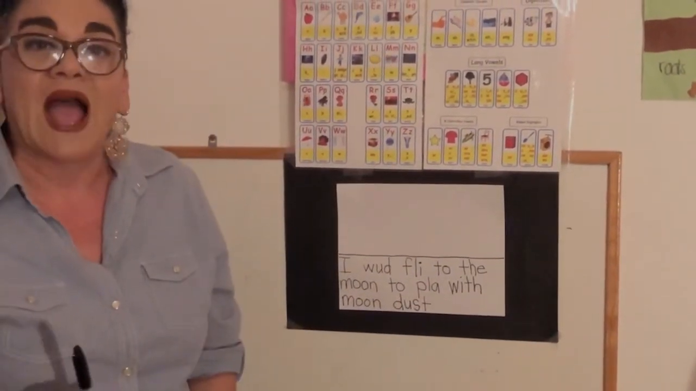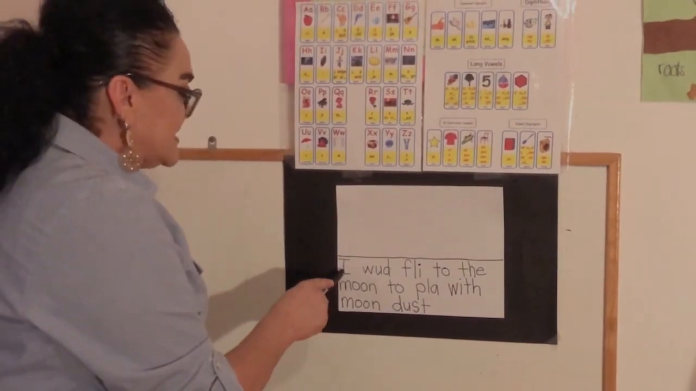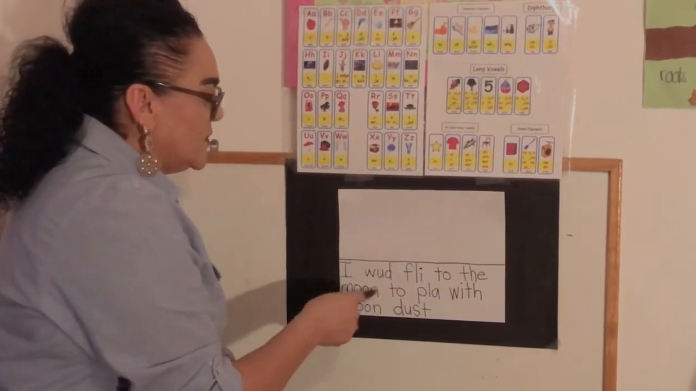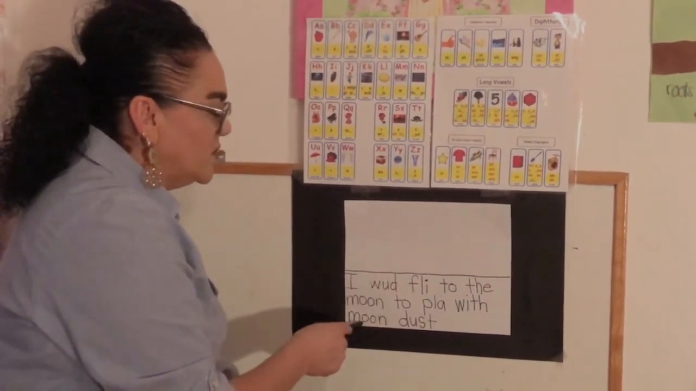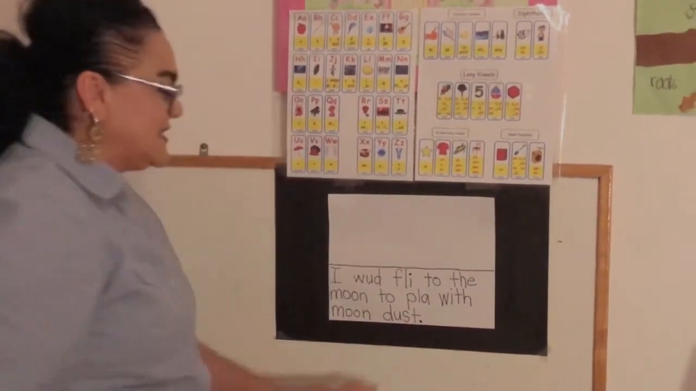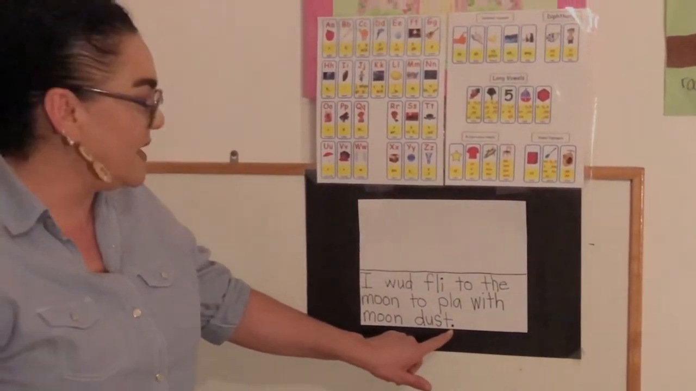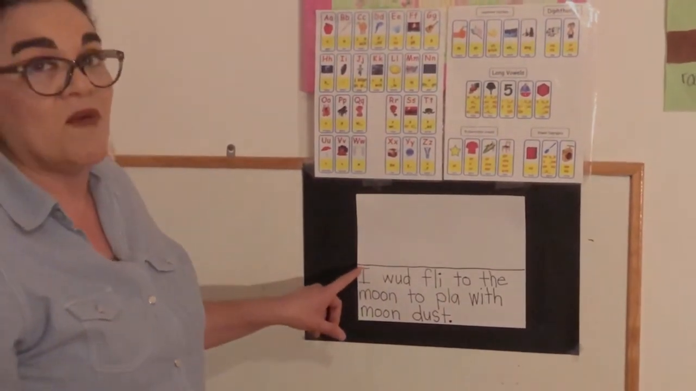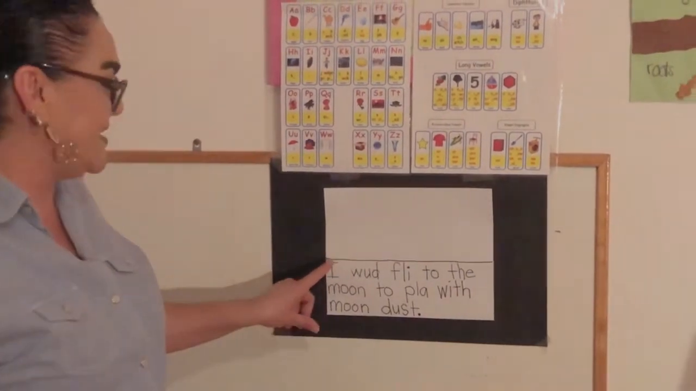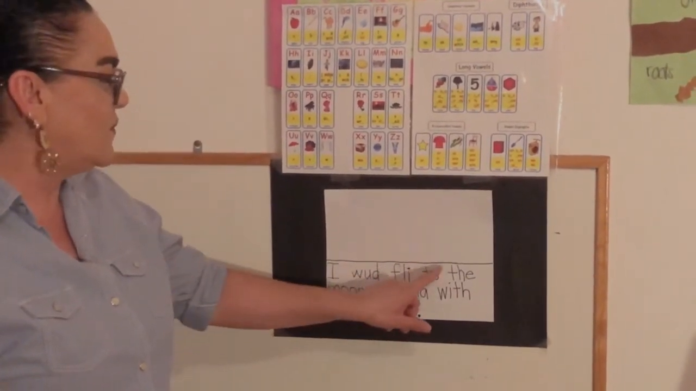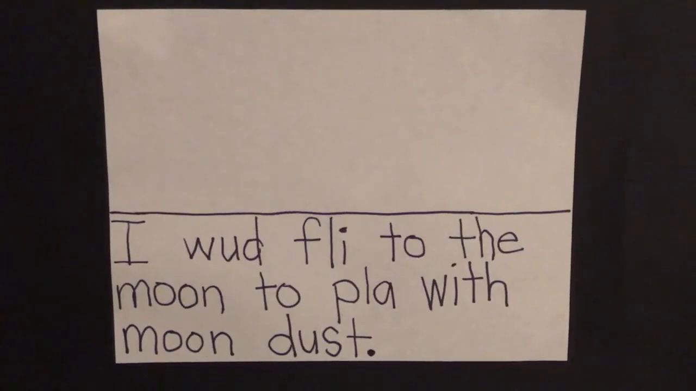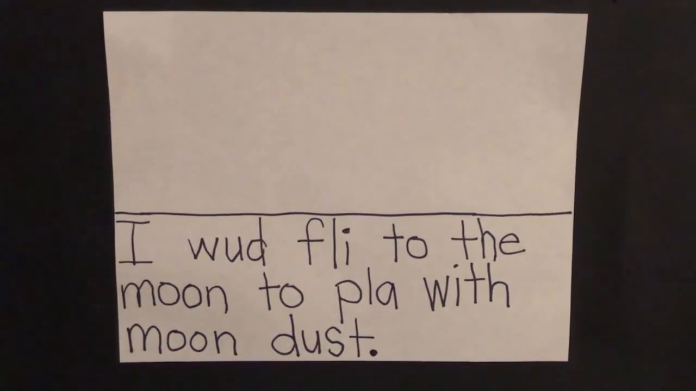Now let me go back and read the words that I wrote in my sentence. I would fly to the moon to play with moon dust. Now that I finished writing my sentence, I'm going to put a period. And last, I'm going to count my words to make sure there were how many, boys and girls? 11. 1, 2, 3, 4, 5, 6, 7, 8, 9, 10, 11. Now Miss Zepeda is ready to check her sentence.